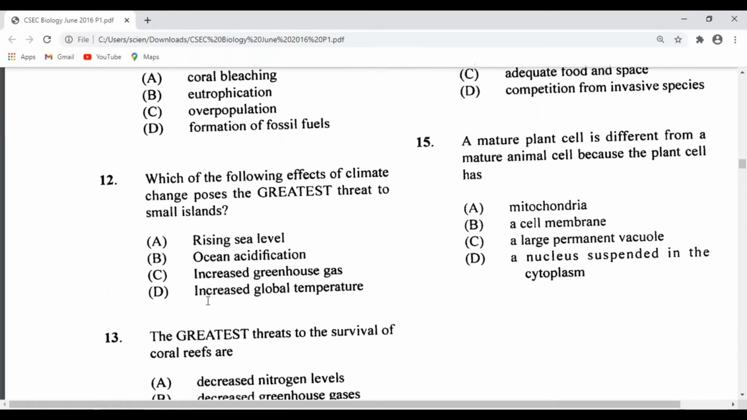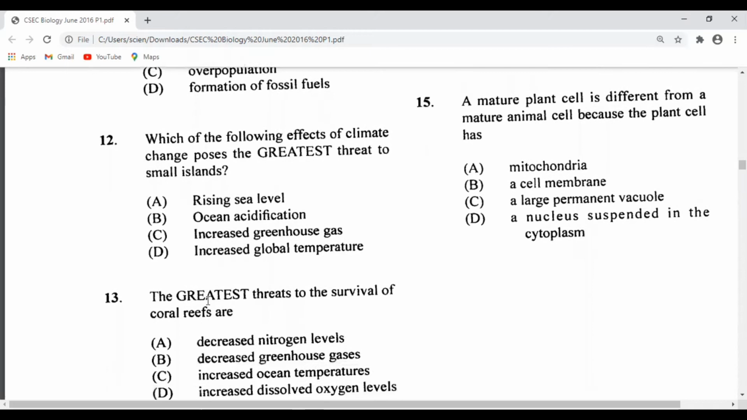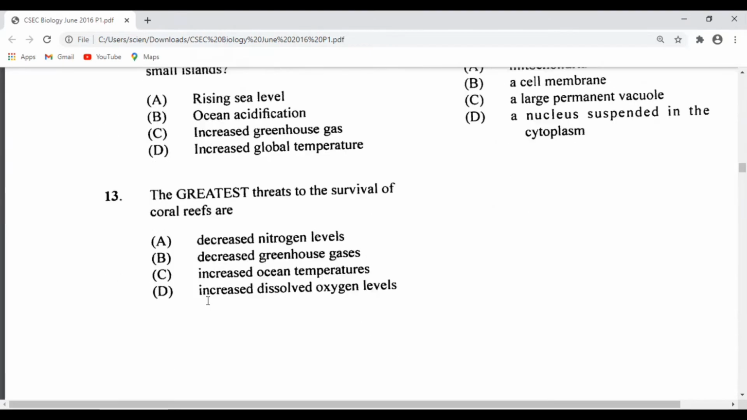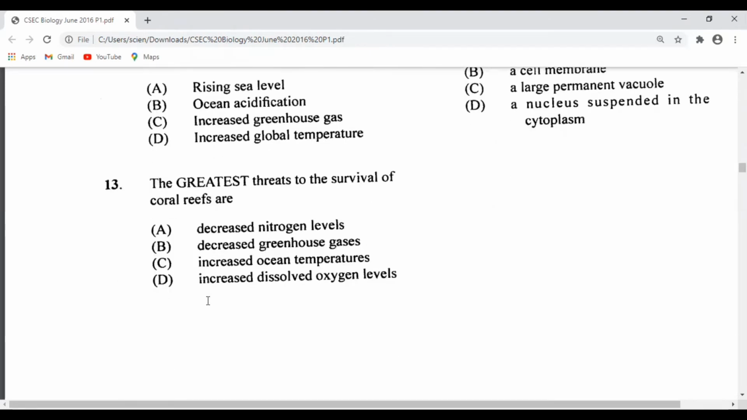So 13, the greatest threat to the survival of the coral reefs are A, decreased nitrogen level, B, decreased greenhouse gases, C, increased ocean temperature, and then D, increased dissolved oxygen levels. So the answer would be C, increased ocean temperatures, because if we realize all of these are positive, so if we decrease nitrogen level, that's good. If we decrease the greenhouse gas, that's good. And if we increase dissolved oxygen, that's also good. All right.